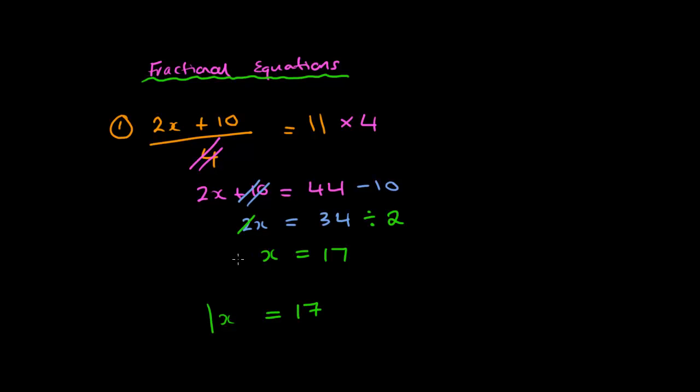Like all questions, we can double check this by substituting the number in. 2 times 17 is 34. 34 plus 10 is 44. 44 divided by 4 equals 11. Correct. Okay, nice easy one to start with. So let's have a look now at a more challenging question.